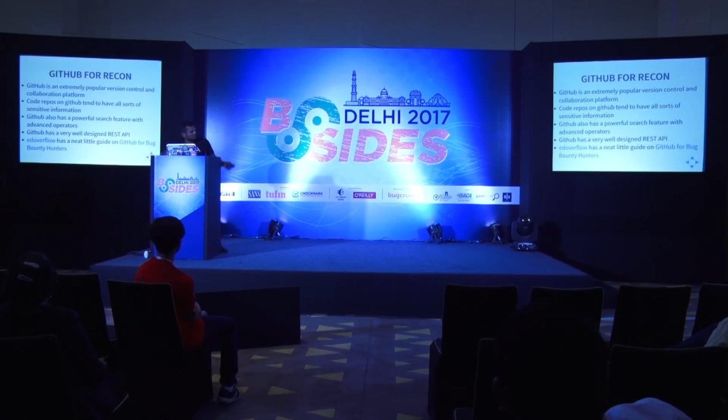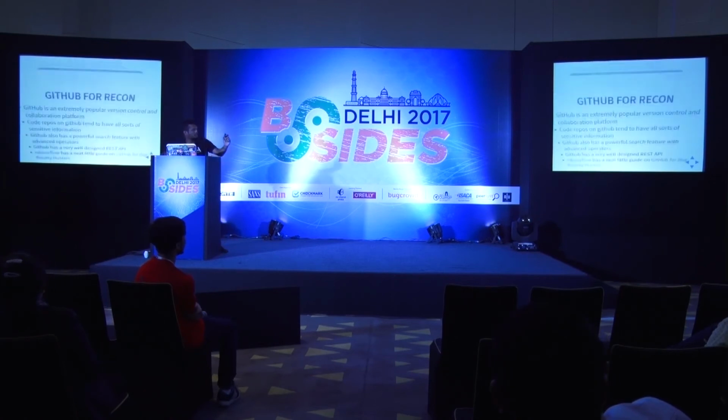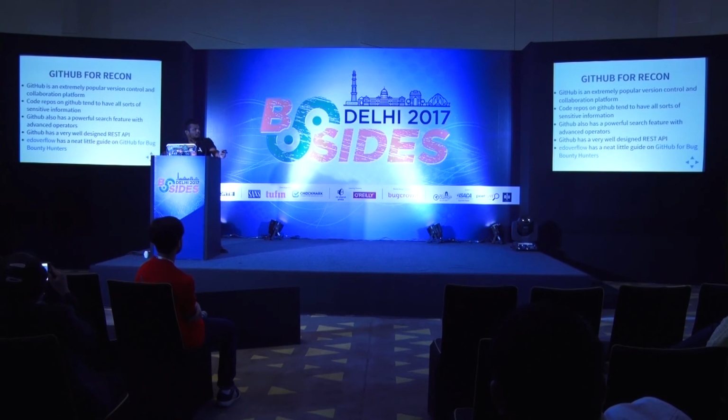So I talked about code for reconnaissance. Let's talk about GitHub for reconnaissance. GitHub is a version control system. I'm pretty sure a lot of people use GitHub. If you did not, I think you're probably in the wrong line of work. Code repos on GitHub have all the sensitive information. It's just a version controlling platform. But the interesting point is GitHub has a really powerful search feature, and also a really well-designed REST API.